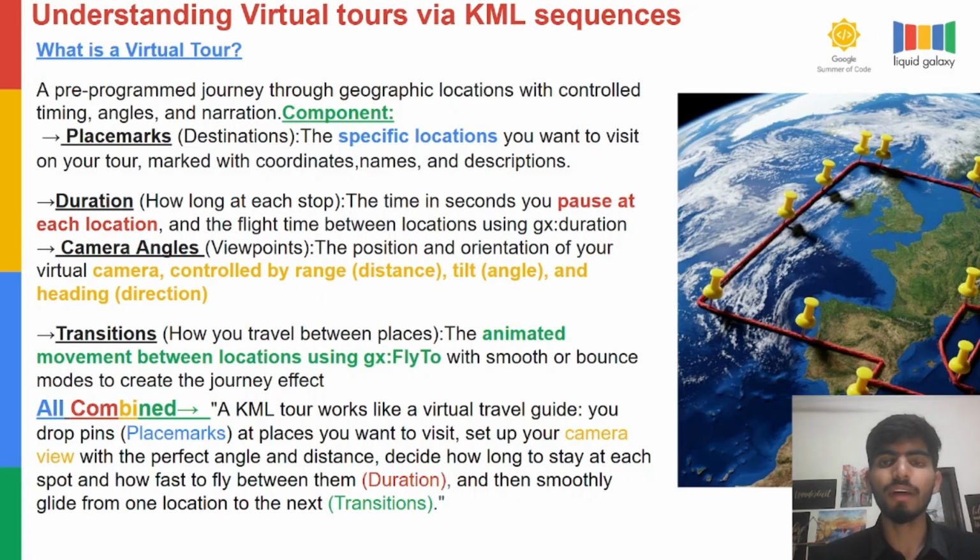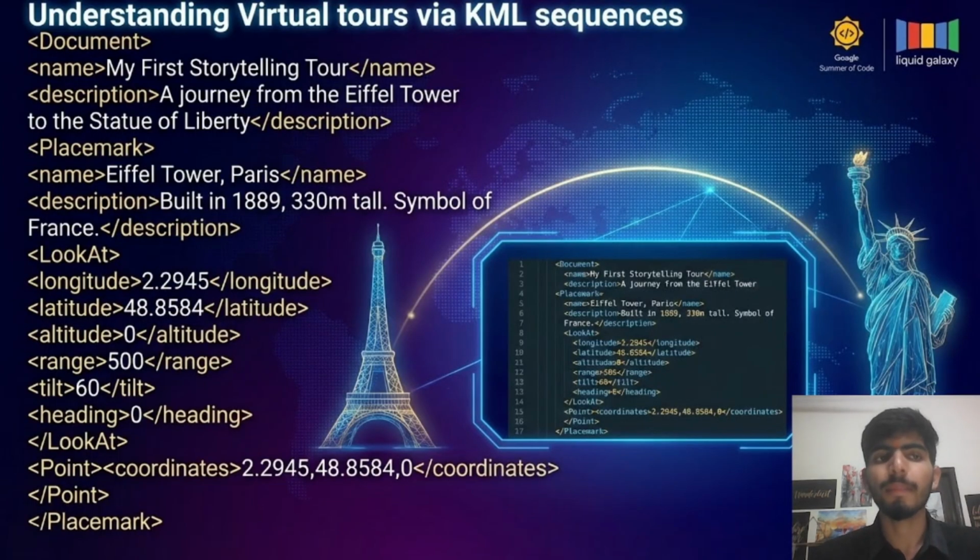So if I combine it all and tell you what is a virtual tour in basic language, basically we are pre-programming our journey with four components in our mind. First is the placemark, the place which we will be visiting, the duration for which we will be staying, the camera angle, how the user will be looking, and the transition, how we are going from one place to another. Now let's see the sequence of KML.